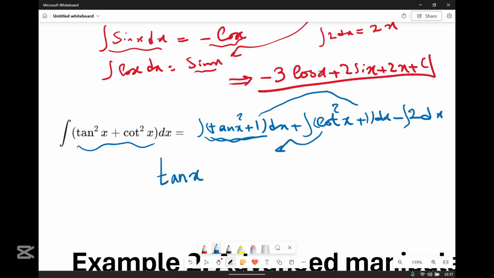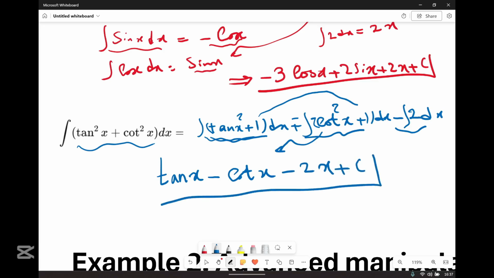And another one, if we put the minus in here and outside, this part is cotangent, and with the minus in the last it is minus cotangent x, and here is minus 2x plus c, which is our total integration.